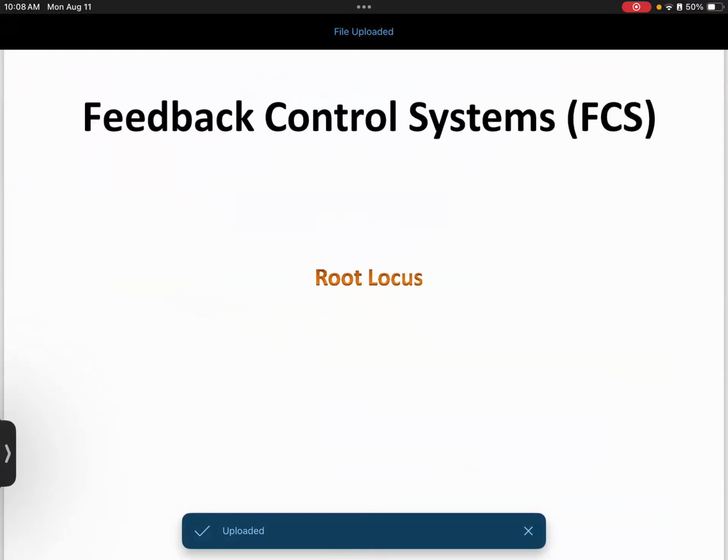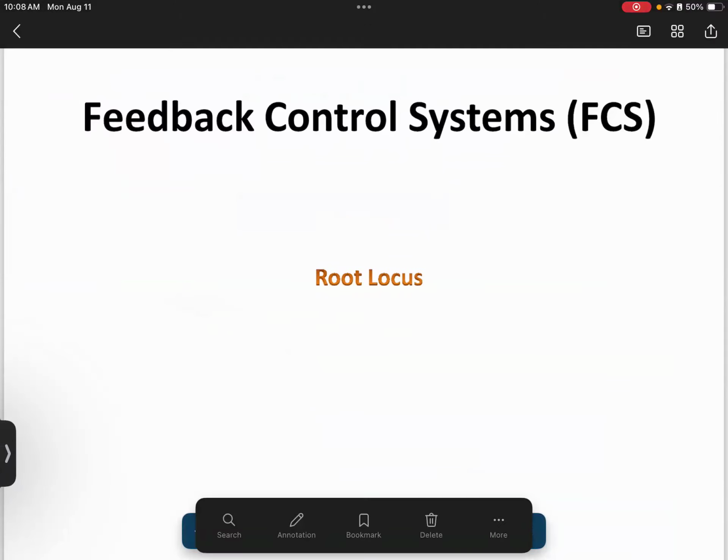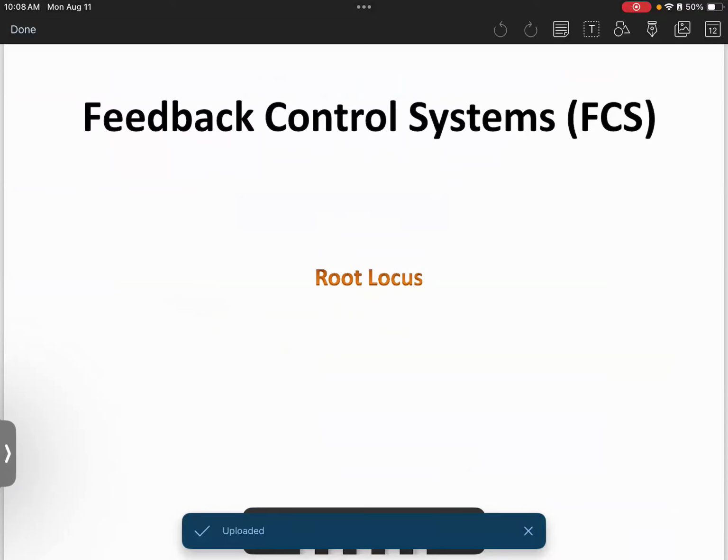Hello, everyone. Today's lecture, we will talk about the root locus. So this is a new topic. A quick recap before starting the root locus, which is basically what we did so far regarding stability.